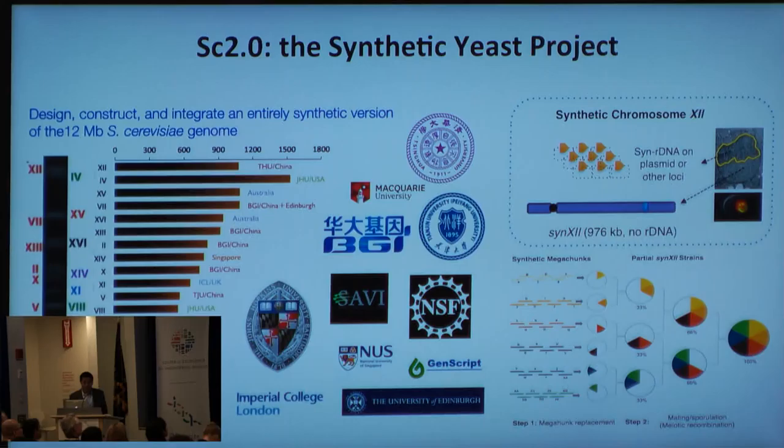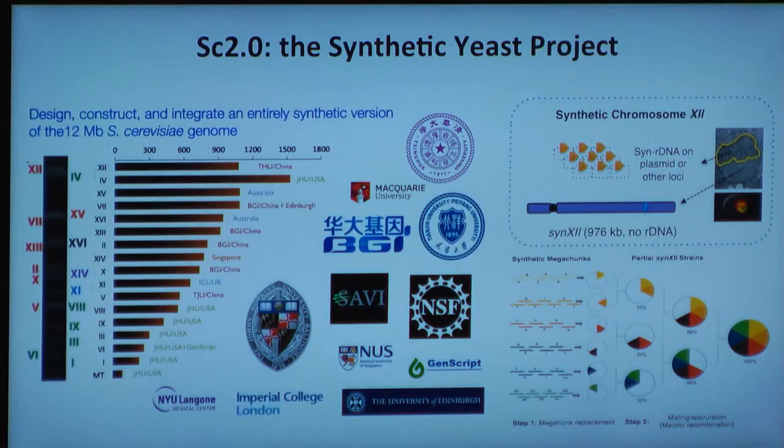Within the project, my group is working on chromosome 12, and we synthesized it by different strategies and eventually published it this year. So the next question is, okay, now we have that yeast strain with a synthetic chromosome, so what can we do with it?